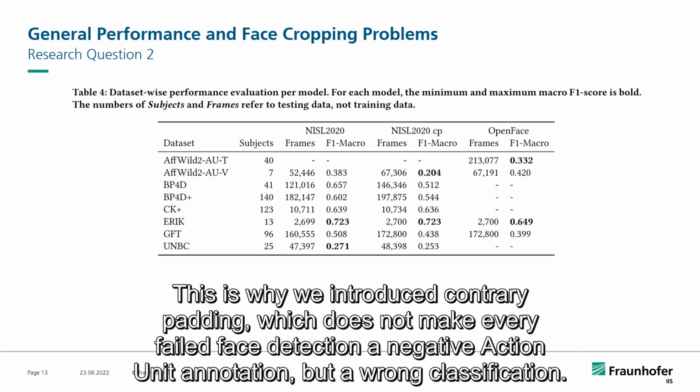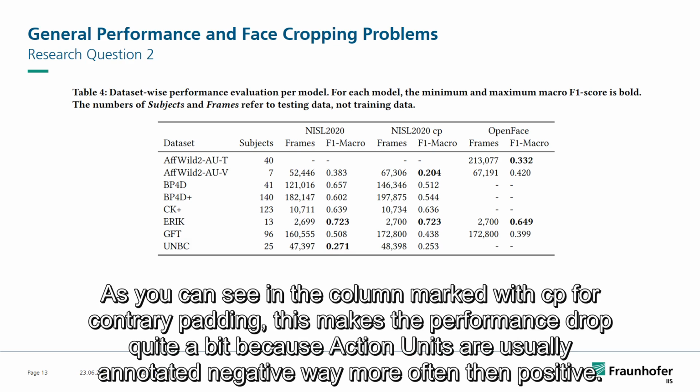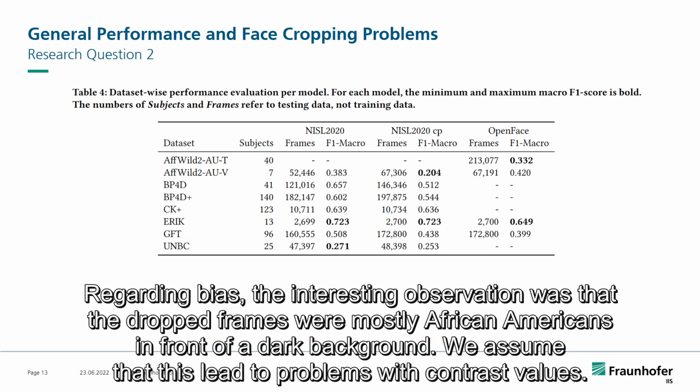This is why we introduce contrary padding, which does not make every failed face detection a negative action unit annotation, but a wrong classification. As you can see in the column marked with CP for contrary padding, this makes the performance drop quite a bit because action units are usually annotated negative way more often than positive. Regarding bias, the interesting observation was that the dropped frames were mostly African Americans in front of a dark background. We assume that this led to problems with contrast values.